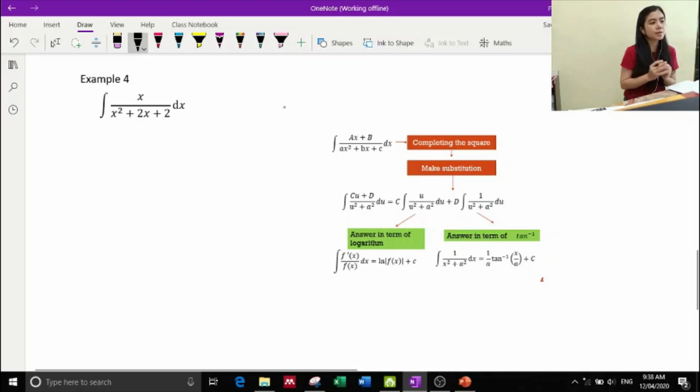For example 4, again, we have 3 items. So now we're going to begin with the first step. We're going to do the completing the square. So now let's do the completing the square for the denominator.